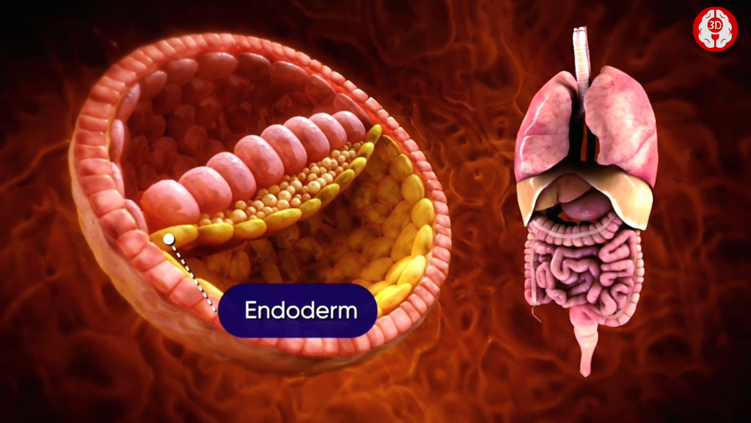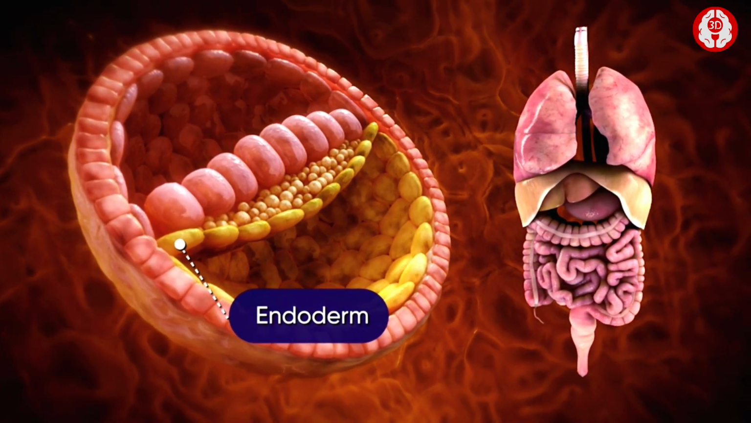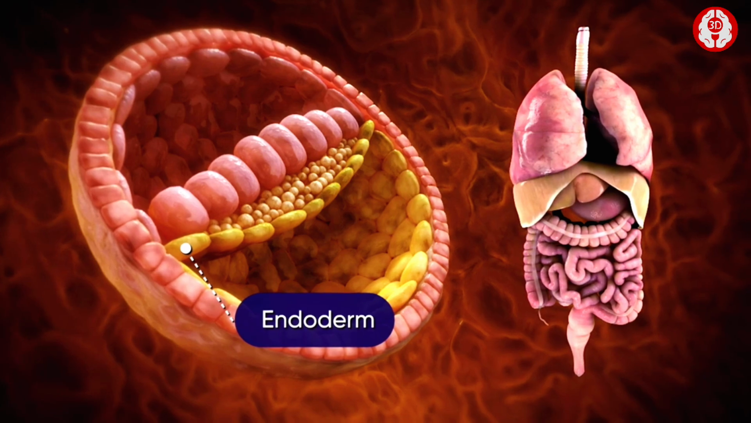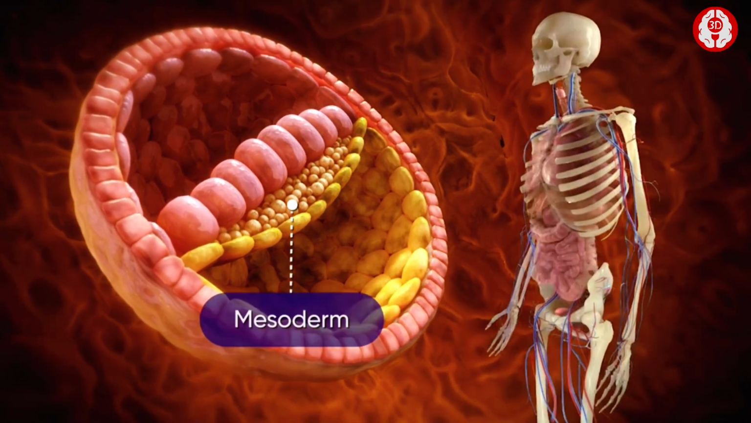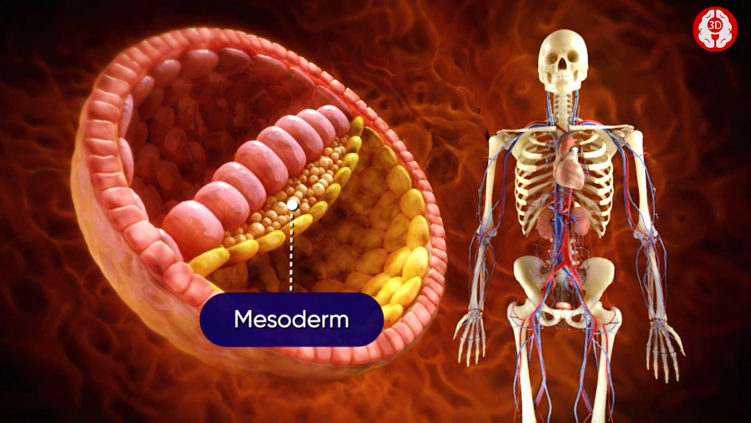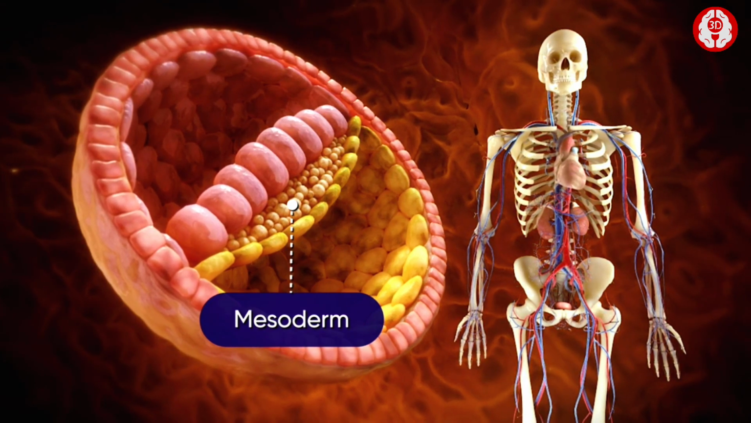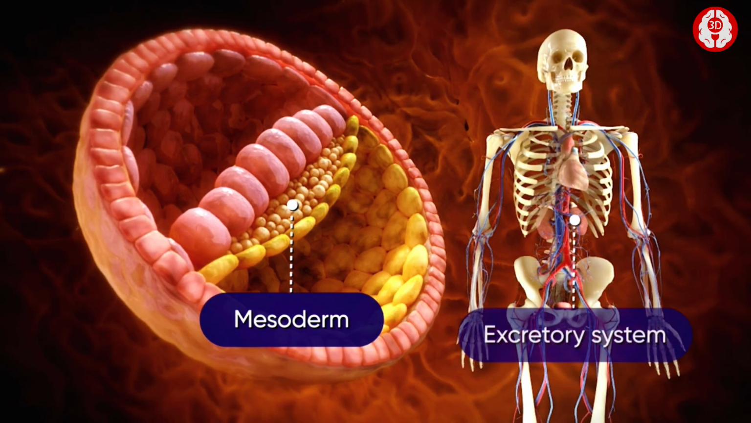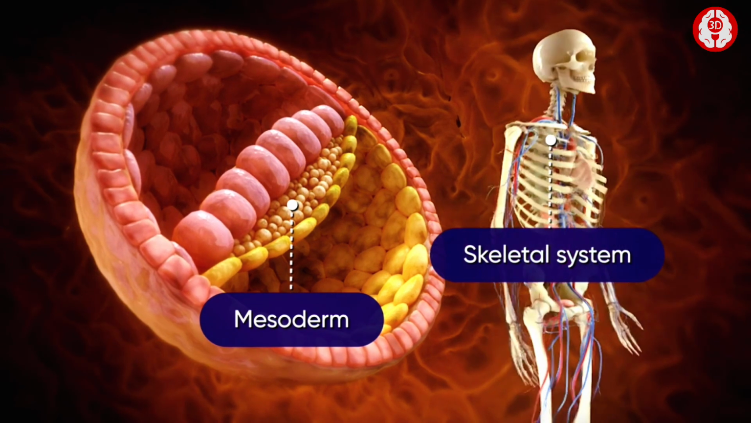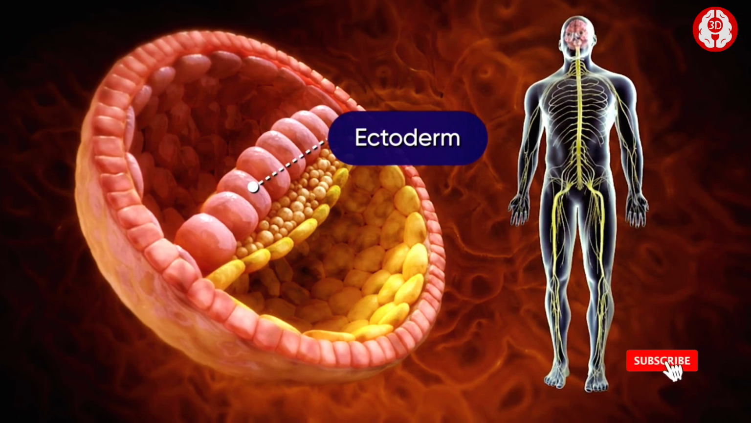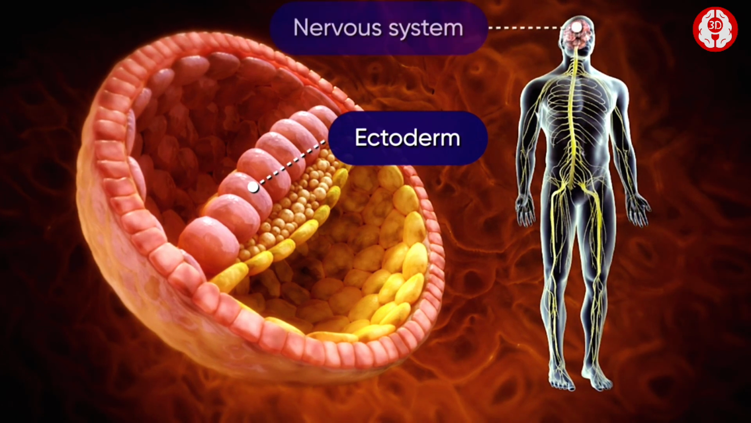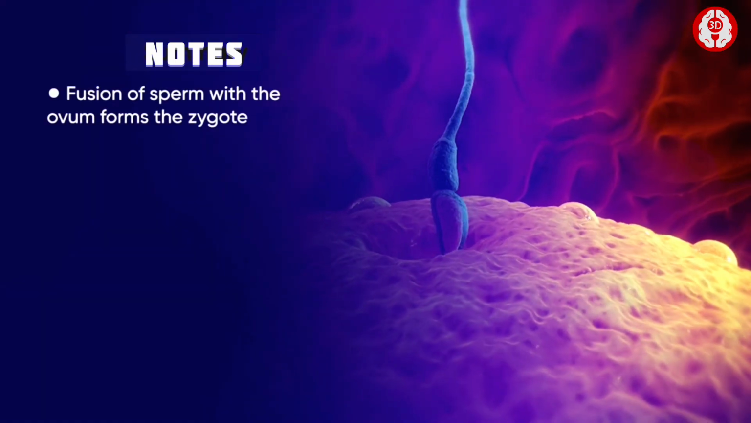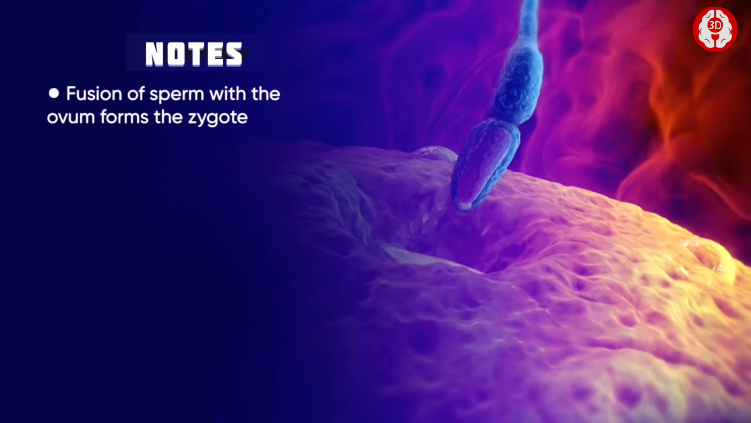The endoderm, along with the endodermal tube called the archenteron, will develop into the digestive and the respiratory system. The mesoderm, consisting of mesenchymal cells, will eventually give rise to the circulatory, excretory, and skeletal systems. The ectoderm, consisting of columnar cells of the gastrula, will develop into the central nervous system and the skin. The zygote undergoes a series of divisions to form the embryo.